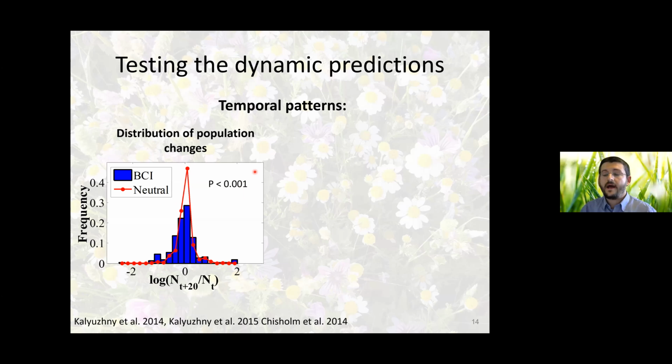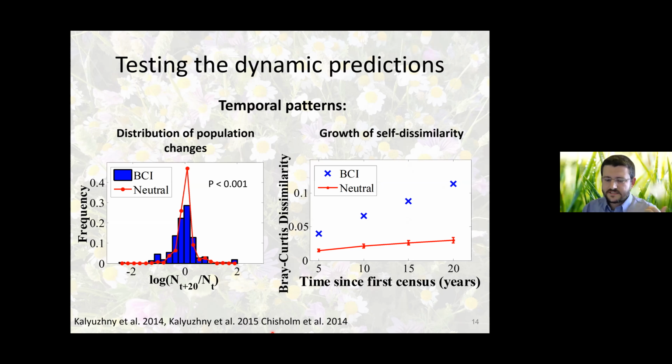Okay, what other patterns can we look at? Another idea is that as time goes by, we can look at the level of species composition. It makes a lot of sense that the composition of the forest will become increasingly different from the initial composition. So we can do this by calculating, for example, the Bray-Curtis dissimilarity of every survey to the first survey. And indeed, neutral theory predicts that as time goes by, the community would become increasingly dissimilar. Only it's nowhere near what we see in BCI. The changes in BCI are much bigger.